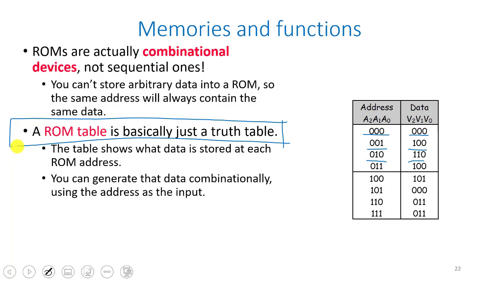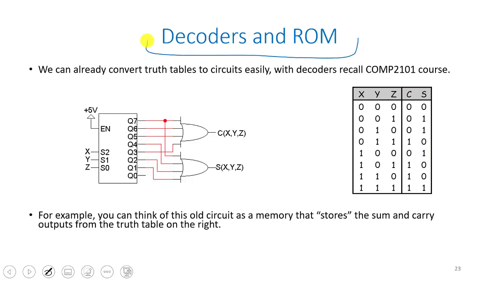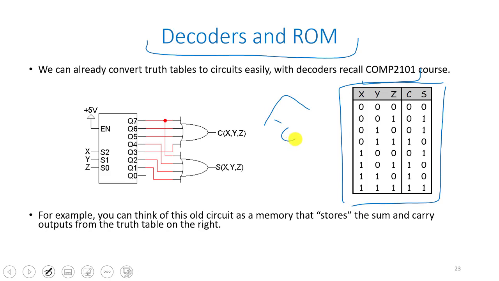How do we design a truth table? The simplest way was using a decoder. Remember decoders, right? If you remember in the course COMP2113, which is digital systems, we use the decoder to design the circuit, which is this circuit. Anybody knows what this circuit is? Yes, it is the full adder. Remember full adder? I'm sure you remember full adder. It's not easy to forget.